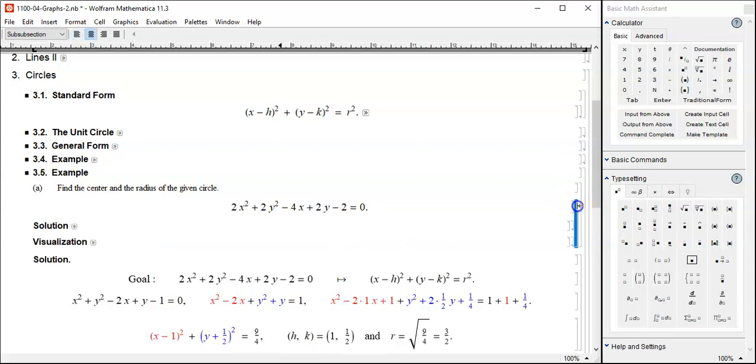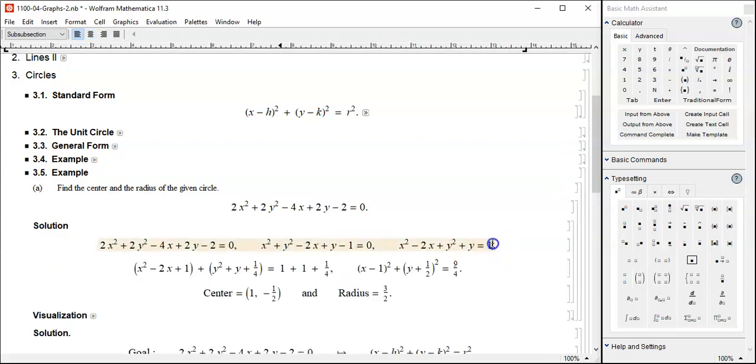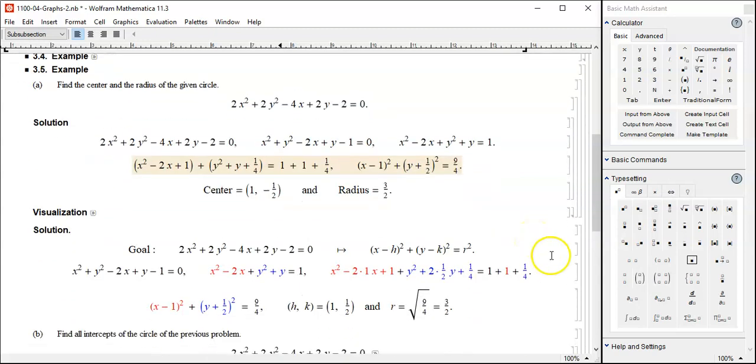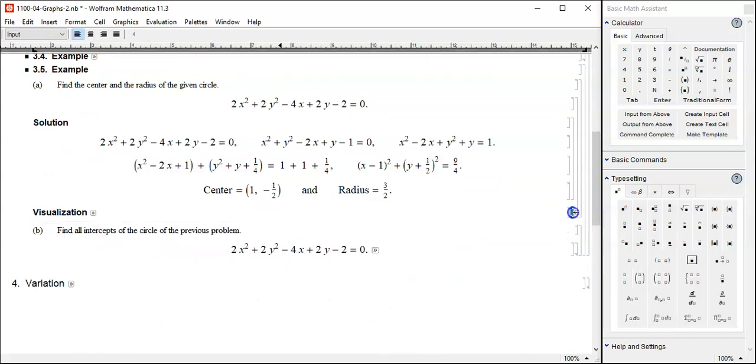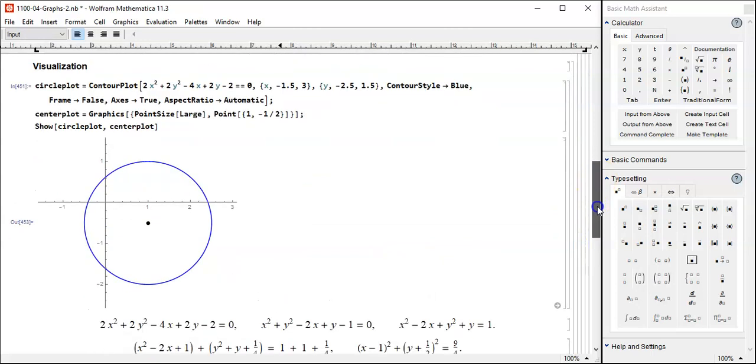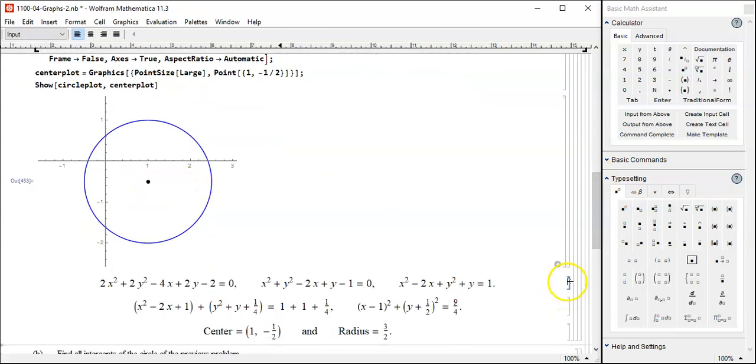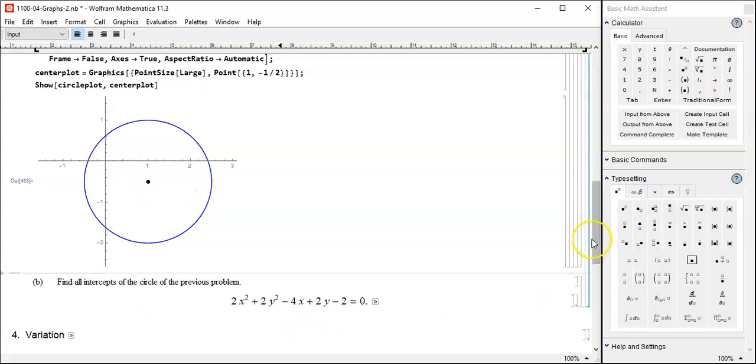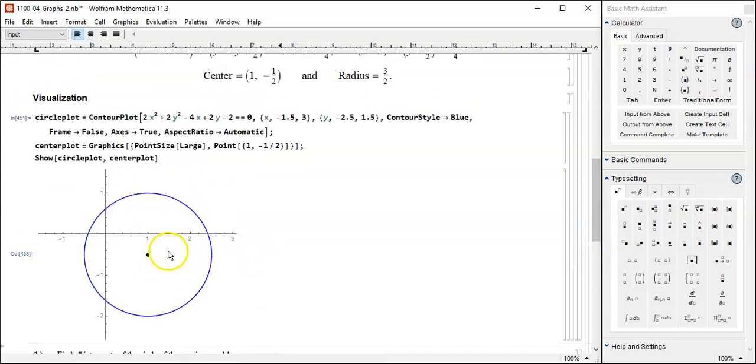Let's see, what did I do here in the answer key? Virtually the same thing, except for color coding. Visualization, let's see. Okay, this is the center, 1 comma negative 1/2. And the radius is 3/2. Okay, that's y equals 1, so it looks like it. 1.5.